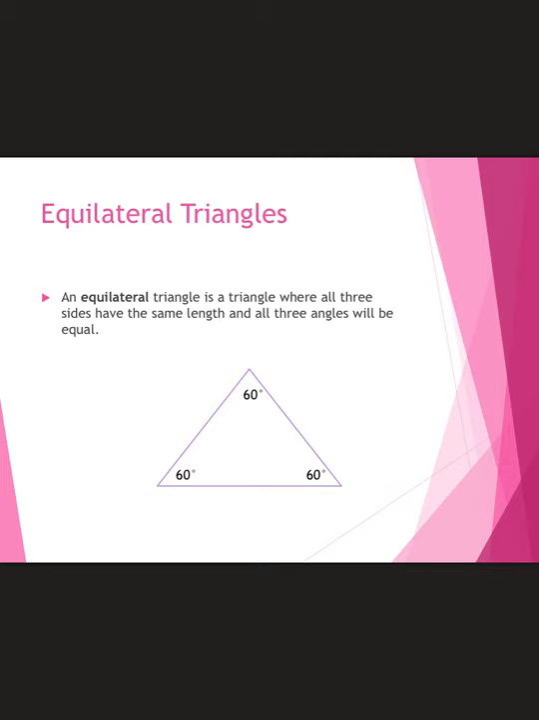An equilateral triangle is a triangle where all 3 sides have the same length and all 3 angles will be equal. So that means that an equilateral triangle will have 60-degree angles because you would do your 180 divided by 3 to get 60 degrees.